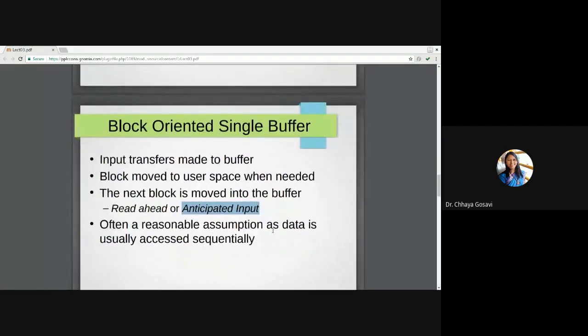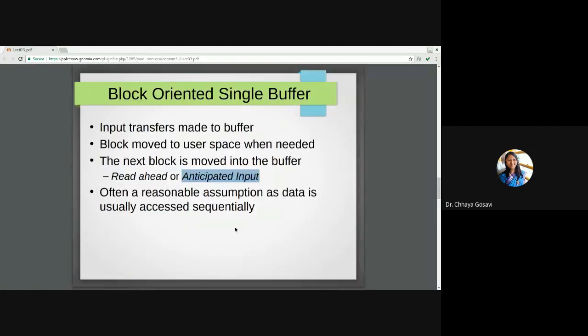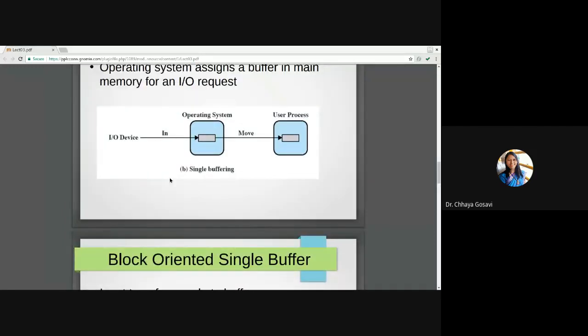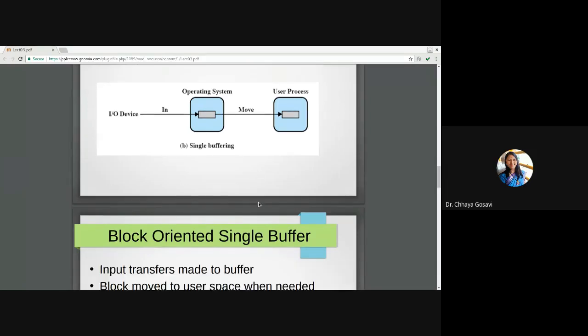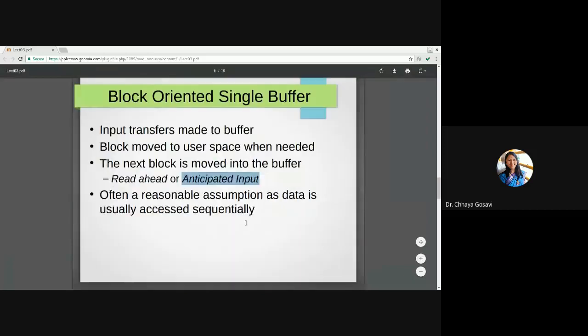Often a reasonable assumption is that data is accessed sequentially. Assumption here is data required by user process is sequential data. Means you need B1, B2, B3, B4 in sequence. If B1 is already in the operating system and user process asks for B2, then operating system has to discard this B1 and read B2 again. So this will fail the role of single buffering.